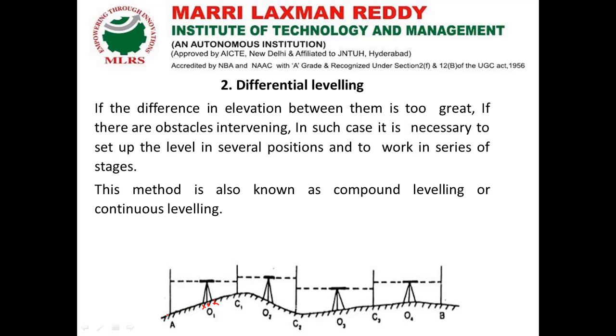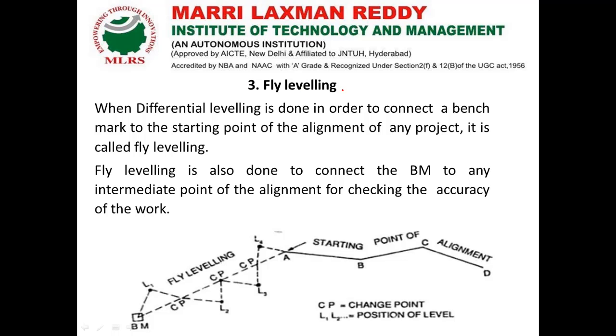Finally, we get the elevation difference between the points A and B after doing some process in the leveling. This method is also called compound leveling or continuous leveling. Third one, fly leveling.